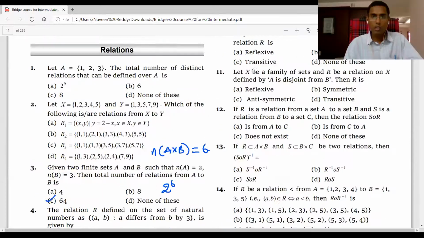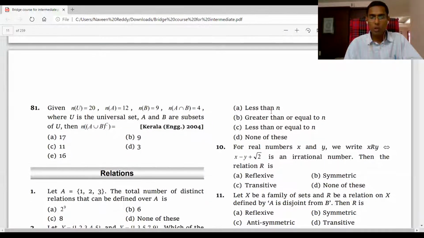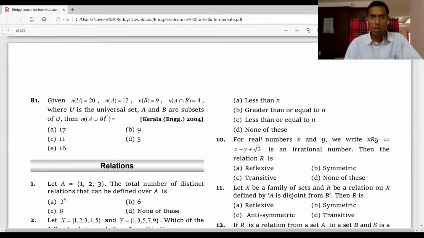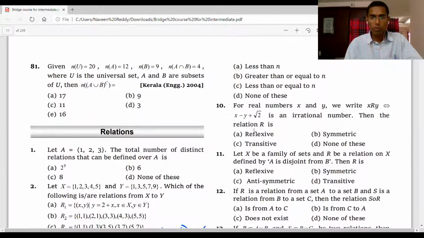Okay, so your answers are given: less than n, greater than or equal to n. Less than n means not possible. Less than or equal to n, and none. So greater than or equal to n is the answer. The 10th one I explained yesterday. Only reflexive.